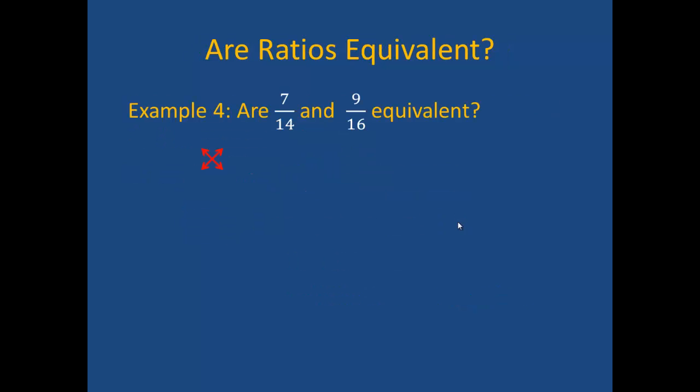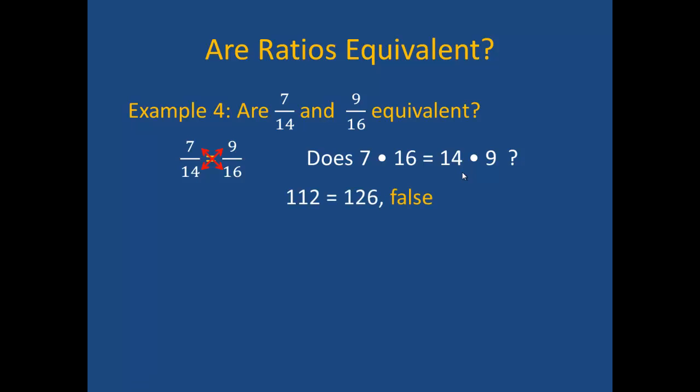In our next example, I am asked whether 7/14 and 9/16 are equivalent. I would again set up an equation in which I have 7 over 14 equal to 9 over 16. I would use cross products to get 7 times 16 and ask whether that is equal to 14 times 9. 14 times 9, 7 times 16. Are these two equal? In this case, they are not. 112 does not equal 126. It is false. Therefore, these two ratios are not equivalent.